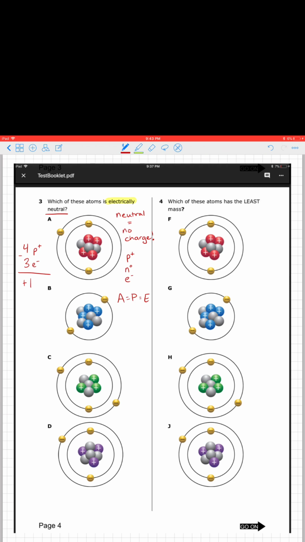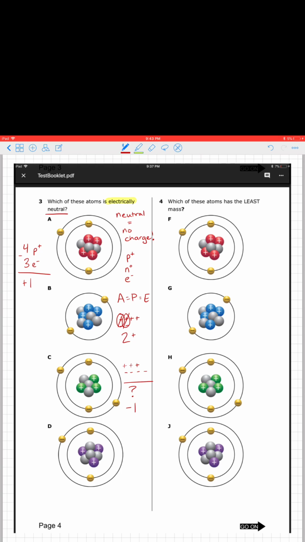So for B, we have 4 positive protons and 2 negative electrons. So if we look at it this way, we can cancel these out, and we're left with a positive charge of +2. If we look at C, hopefully we're getting the gist of this here. We have 3 positives and 4 negatives. So what would you say is the overall charge of this one? Go ahead and answer that question. If you answered that the overall charge was -1, you are correct.